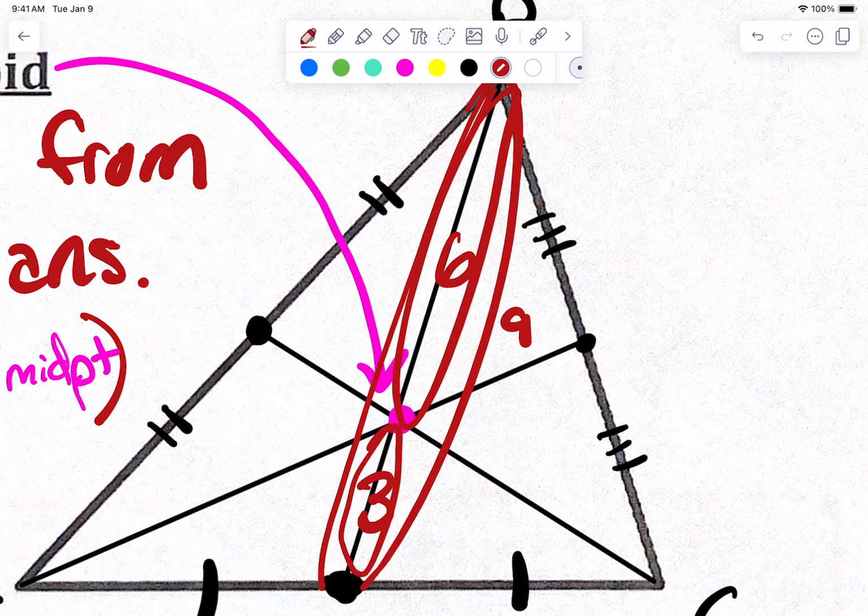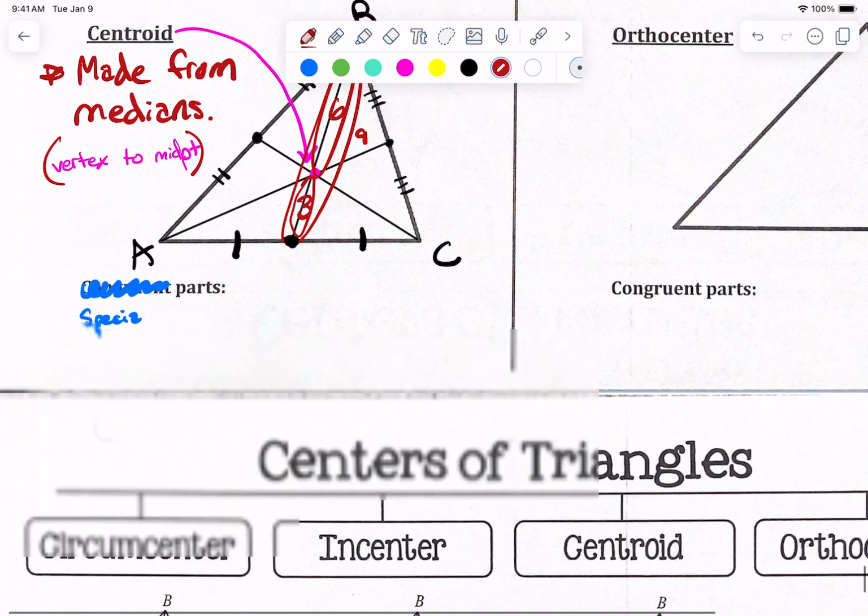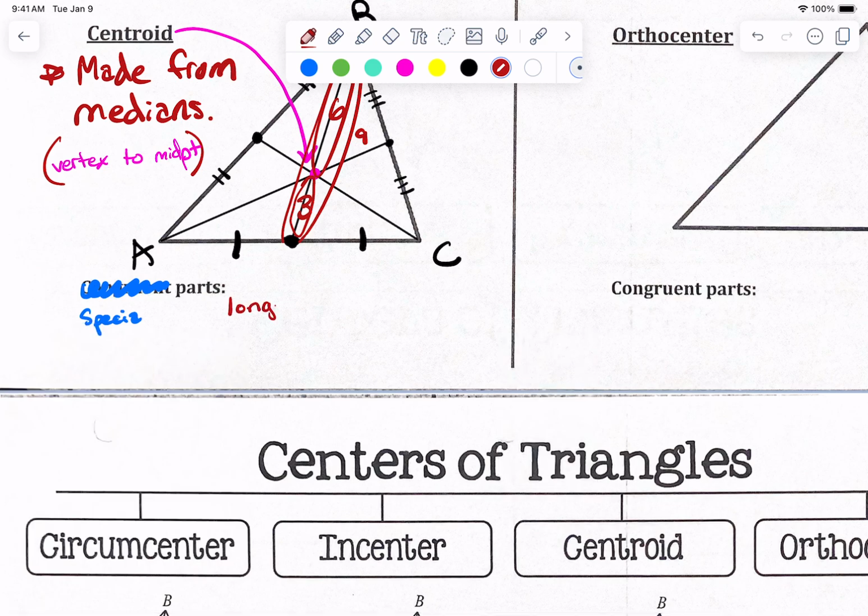Does that make sense? What if the whole thing was 12? How much would the small one be? 4, and the bigger one would be 8, right? Does this make sense? So that's how the centroid piece works. So I'm going to say, because I don't know how to better describe this, the longer chunk equals 2 times the smaller chunk.